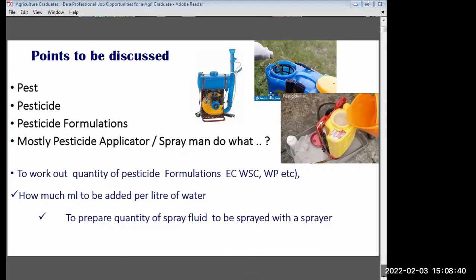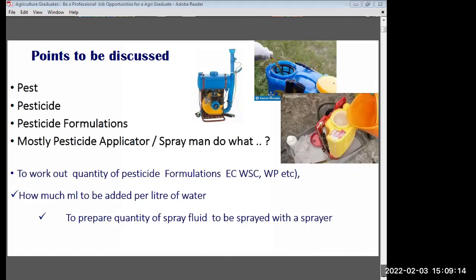Then how to work out the quantity of pesticide. It may be an EC formulation, an emulsifiable concentrate, which when mixed with water becomes white in color. While with the WSC formulation, water soluble concentrate, it does not turn white, it turns the color of the formulation itself. If the formulation is brown in color, it will turn brown. If the formulation is bluish, it will turn bluish.